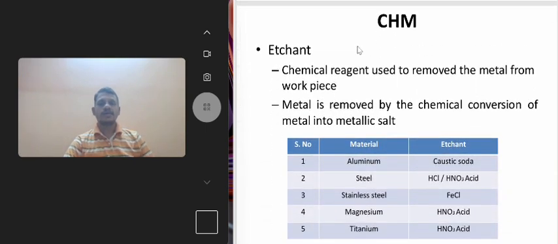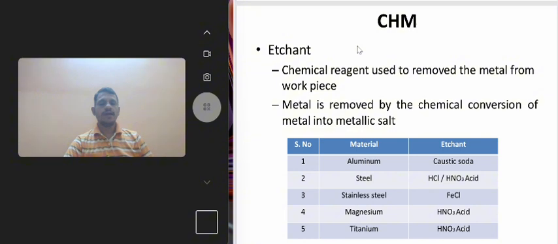Now we will see about etchant. What is etchant? The chemical reagent etchant is used to remove the metal from the workpiece. The metal is removed by the chemical conversion of the metal into metallic salt. The chemical etchant reagent depends upon the work material. The following table shows the etchant for different materials.